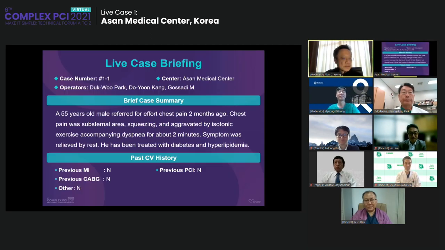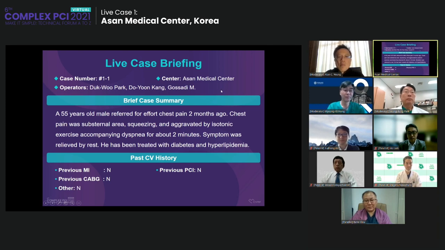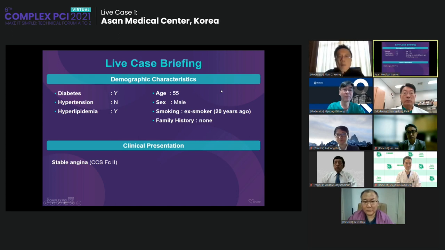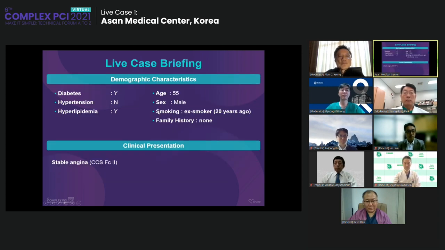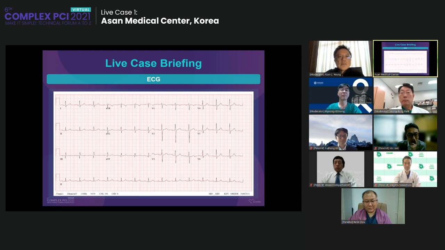Yes, the patient is a 55-year-old male, referred for angina 2 months ago. He had typical chest pain relieved by rest. He has been treated with medical treatment, but symptoms were not controlled. He had a history of diabetes and dyslipidemia and is an ex-smoker until 20 years ago. The EKG showed normal sinus rhythm without significant abnormality.